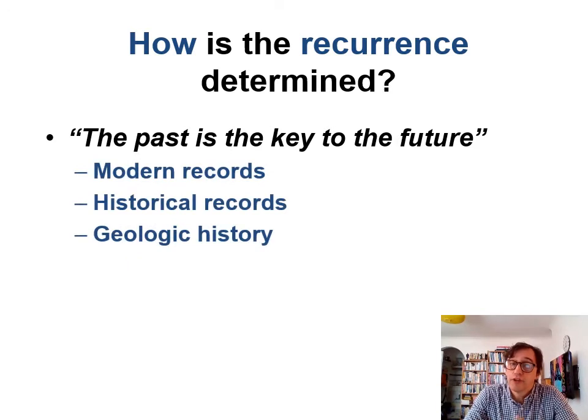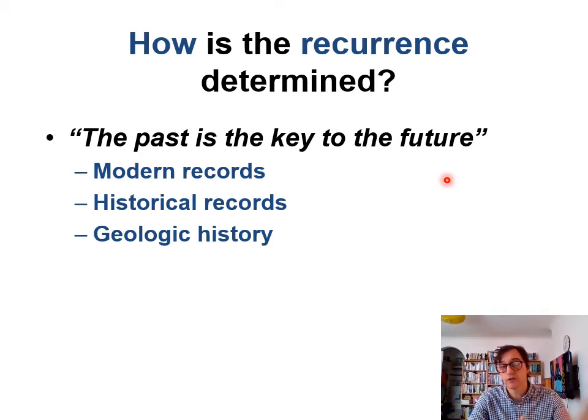So how would you build up your recurrence interval history? Basically, you can look at different sorts of records of eruptions on different time scales. So you can look firstly at the modern records. Here you're thinking of active volcanoes now, during the last century, say. So how often are they erupting, for example?